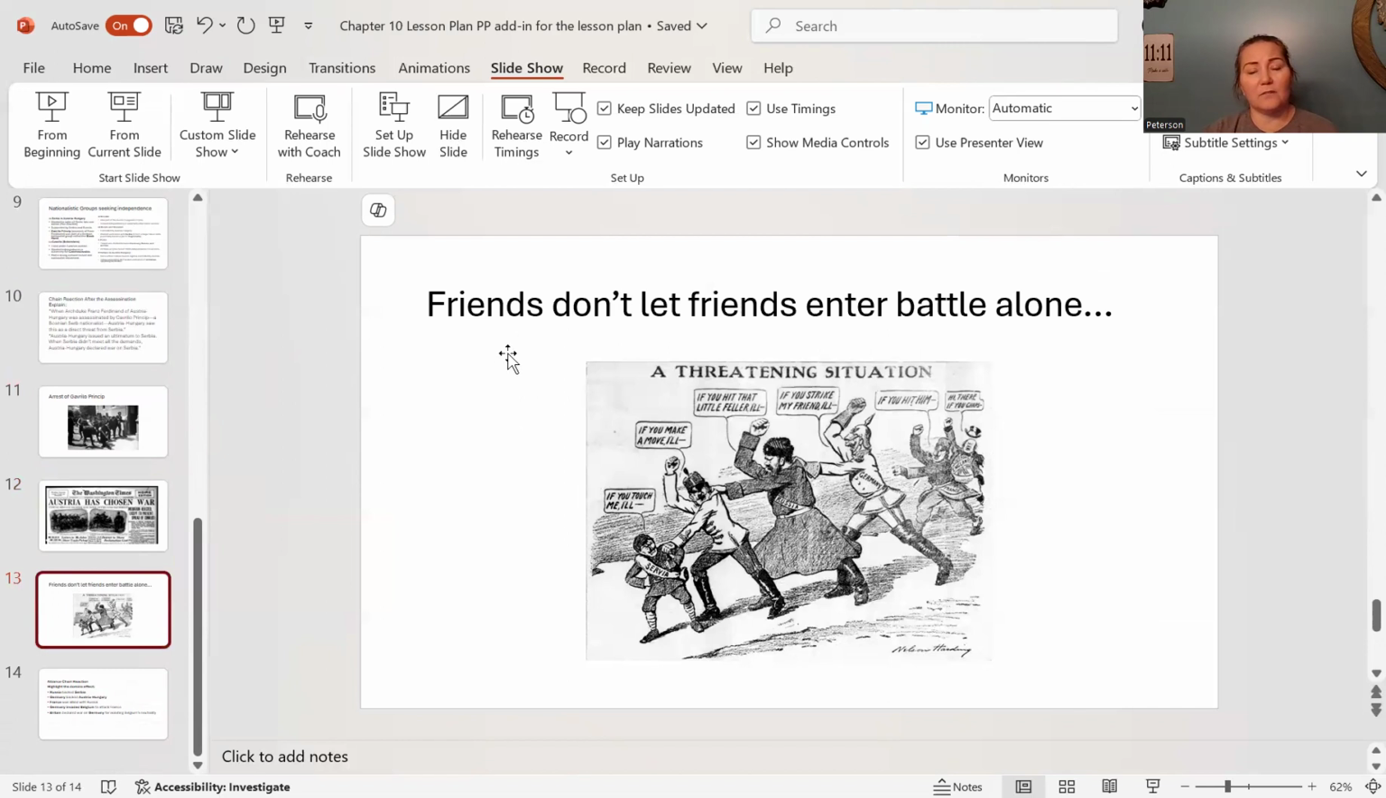So this is a little bit more of that chain reaction. Friends don't let friends enter battle alone. This is the allies that we were talking about earlier. If you touch me, if you make a move, if you hit that little feller, if you strike my friend. So it's just a huge chain reaction. That is what that means. Friends don't let friends enter battle alone. That is simply just a play on the chain reaction.